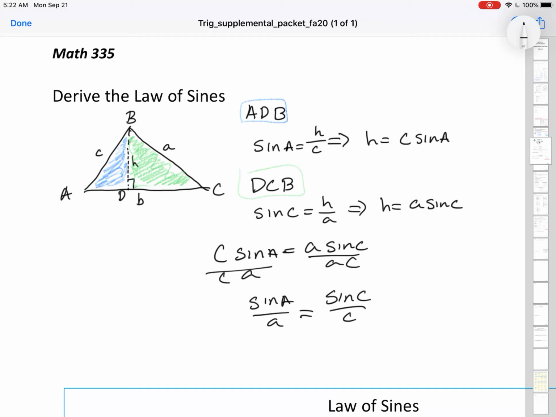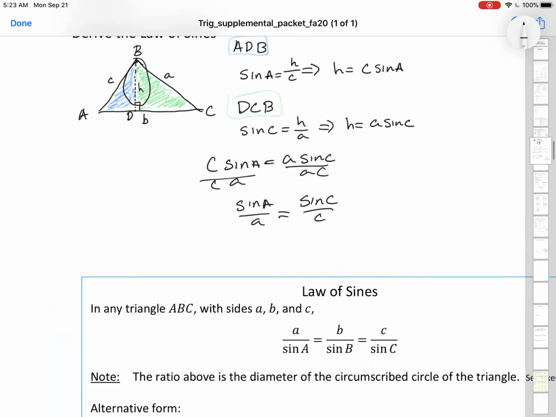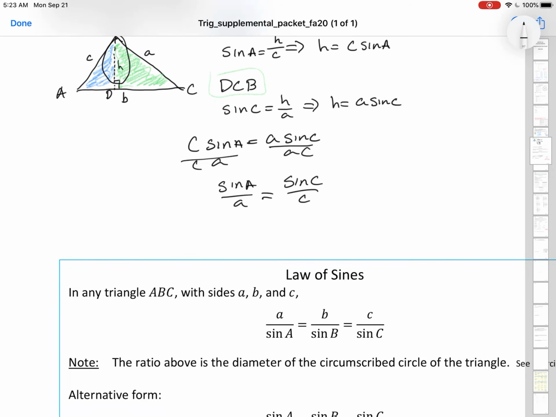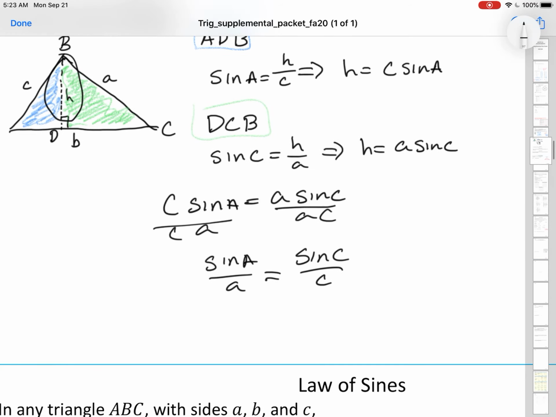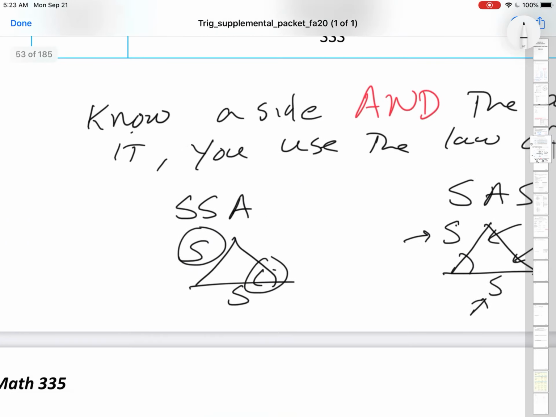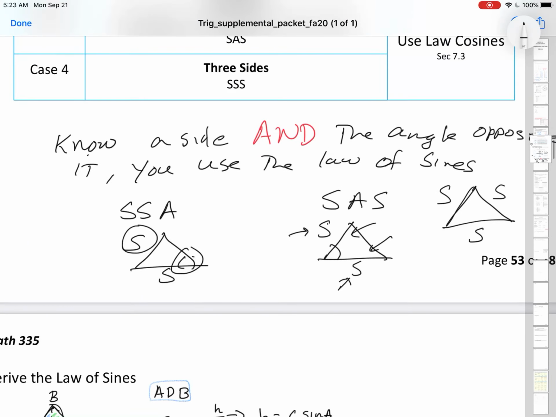I would get the other parts of the law of sines by changing which way I drew that h. It was arbitrary that I drew it straight down from B. If I drew it straight down from A, I would be able to develop other relationships in the exact same way. And so here's the law of sines. One thing I want you to see: remember what I said in the last video. I said that we can apply the law of sines if we know a side and the angle opposite it.